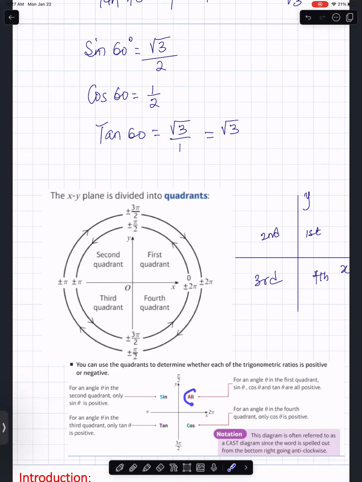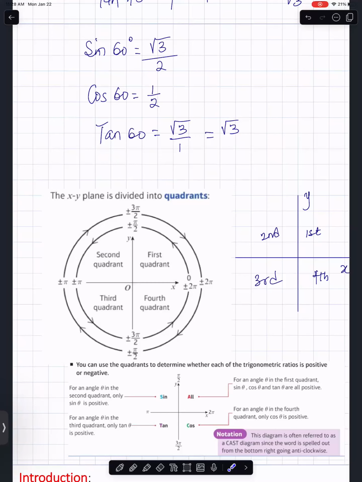So here, all is positive. For angles theta in the first quadrant, sin theta, cos theta, and tan theta are all positive. Then for the second quadrant, for angle theta in the second quadrant, only sin theta is positive. Then for the third quadrant, we have tan, which is positive, and for the fourth quadrant, we have cos theta, which is positive.